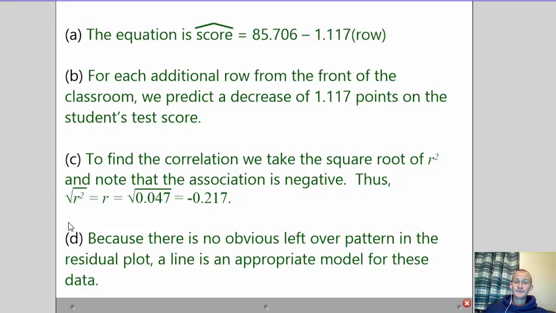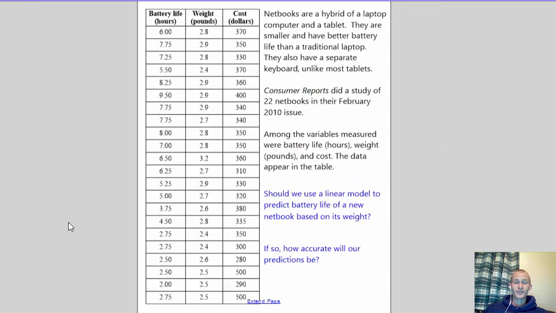Moving on to the next one. This is our last example in the note packet. This one involves netbooks. If you've seen that, you can skip over that first paragraph. If you are not familiar with them, you might want to take a moment and read that first paragraph.